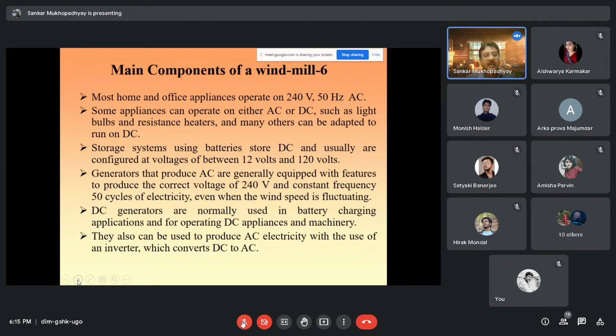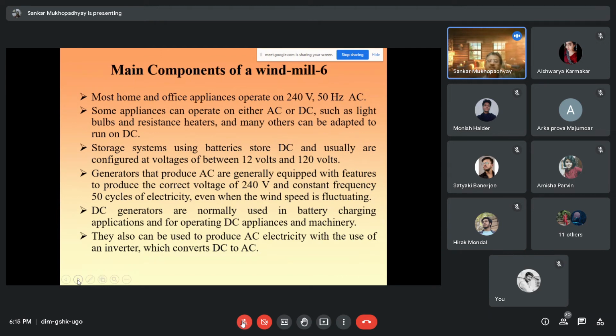এখানে একটা কাজ করা যায়, generators that produce AC are generally equipped with features to produce correct voltage. Now when the speed increases, the generator speed, which if it increases, then the characteristics will change. So the ultimate output voltage may be more than 240. Now how to take a guard on that? That can be guarded in two ways.